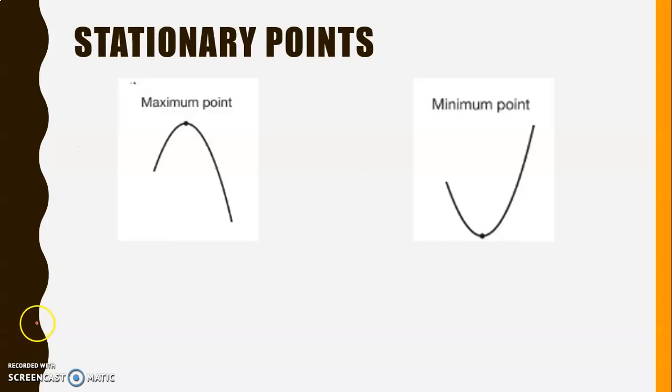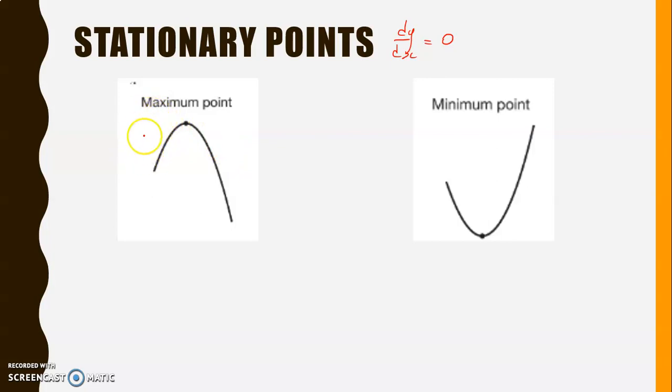In this video, I'll be showing you how to find coordinates of stationary points and classify them. First of all, let's see what stationary points are. Stationary points, or turning points, are points where a curve has gradient equal to 0, in other words, where dy/dx equals 0. Now, we can classify stationary points as a maximum or a minimum.